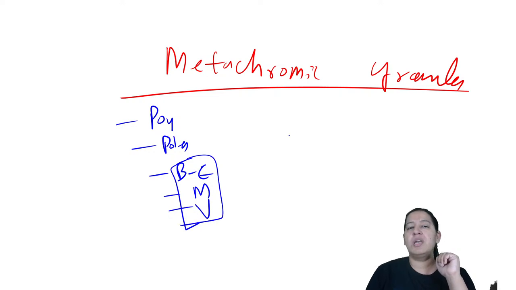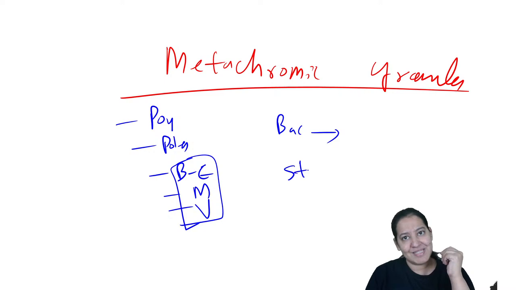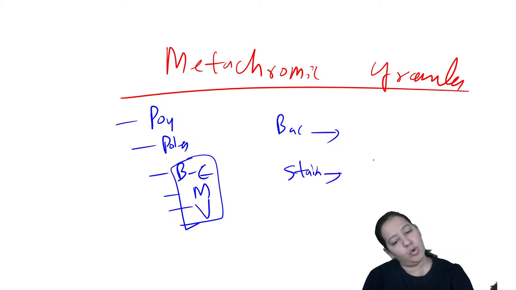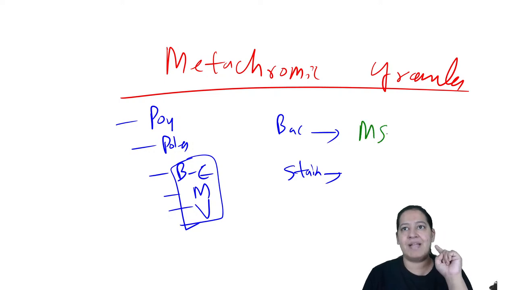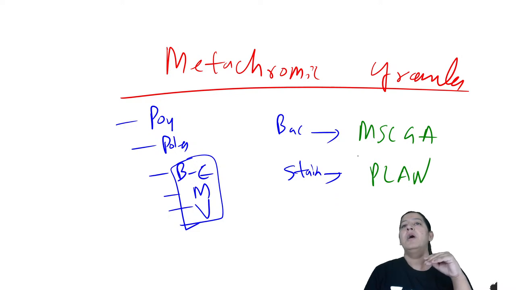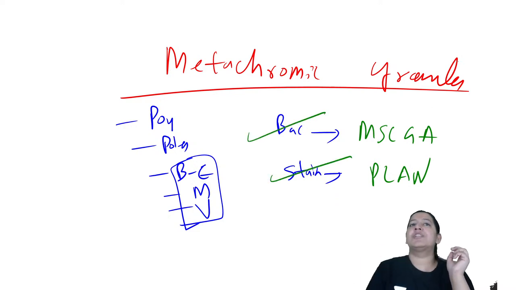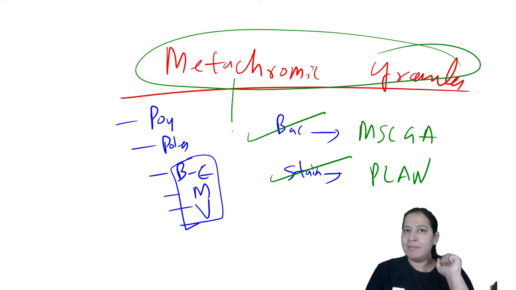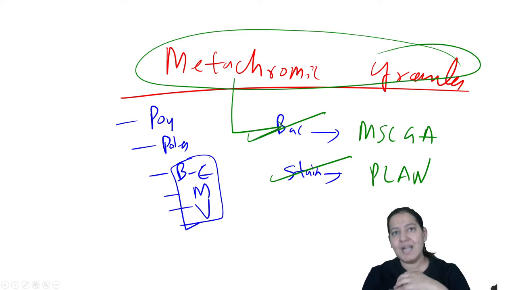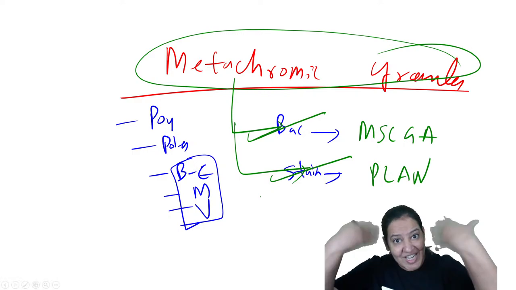Or dusra question, name the bacteria jisme ye hote hain. Kitne bacteria aapko pata hai? Or name the stains jisse ye hum stain kar sakte hain. So dono ke liye mere paas mnemonic hai. For both, I am having the mnemonic. The bacteria MSC garden in Agra, or stains is the PLAN. You should know the full form. So ispe bhi question aata hai, ispe bhi question aata hai. So you should be able to crack both questions based on metachromatic granules. Name the bacteria in which metachromatic granules are present, and name the stains by which we can stain the metachromatic granule.